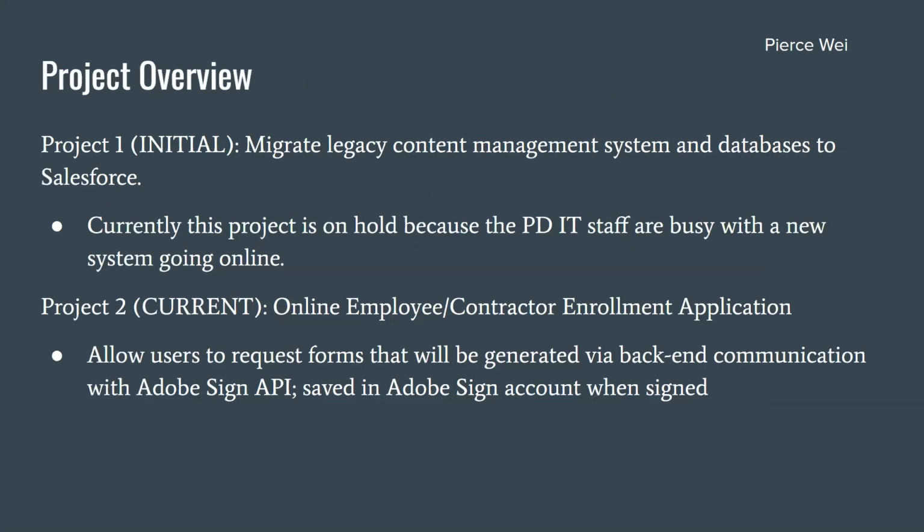So initially we had a project of migrating their legacy content into a database using Salesforce. Currently this project is on hold because their IT staff is busy with a different system. So we are currently doing a different kind of project where it's an online employee and contractor enrollment application and allows users to request forms that we generated with the Adobe Sign API, and it will be converted into PDFs for the users to sign. And then once the user signs the PDF, it will be saved into a database. And moving on.